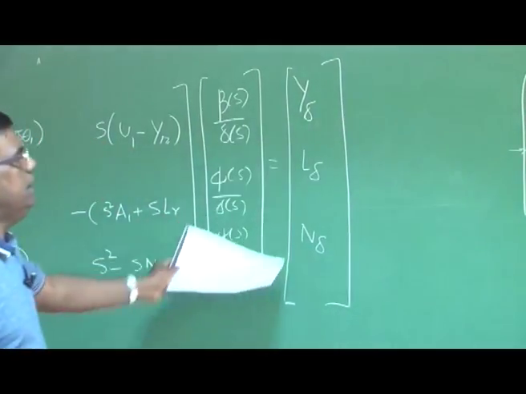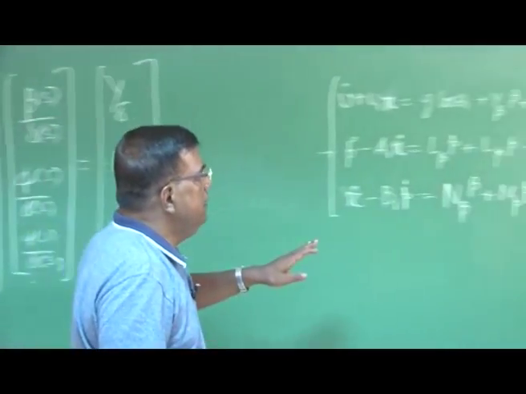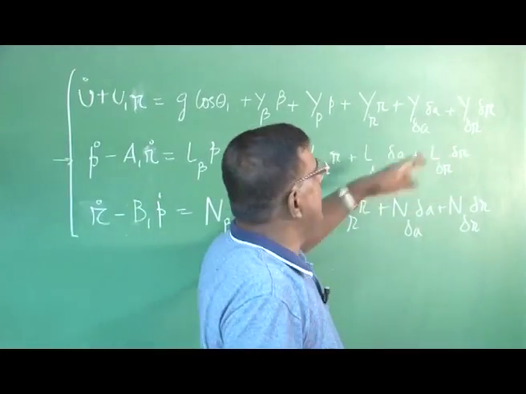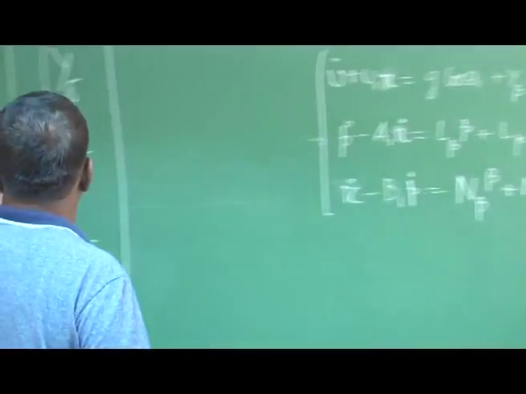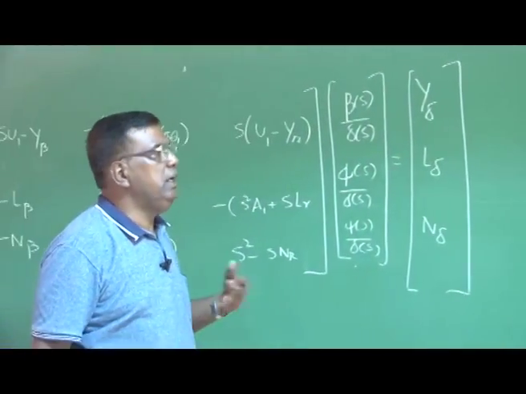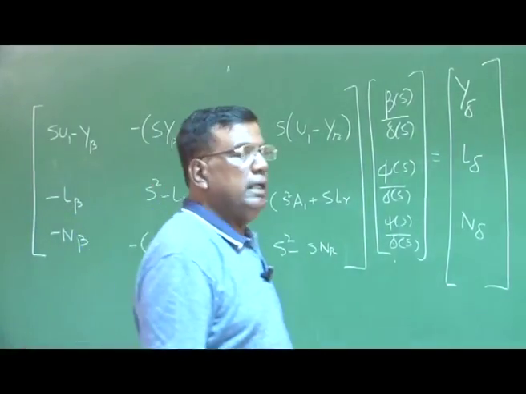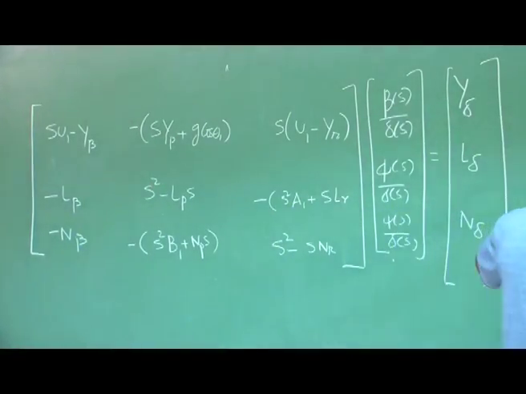I have put delta here because you could see there are two control surfaces, delta A and delta R. So if I am taking only delta A, then this delta becomes delta A. If only delta R, delta is delta R, and you can take both of them together. How has this equation come?